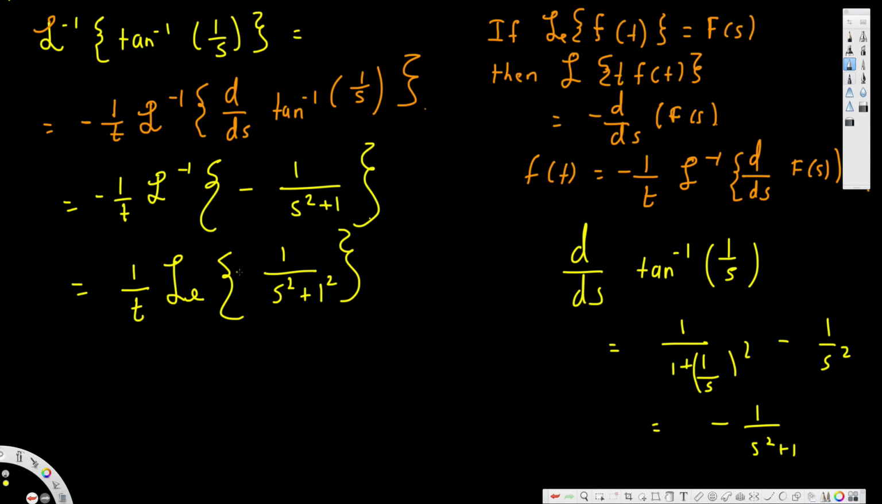So the Laplace inverse will become sine bt. What is b? It is 1, so it's going to be just sine t. So 1 over t sine bt, with b equal to 1, is just sine t. Then this is going to become sine t over t. This is the Laplace inverse of tan inverse 1 over s.